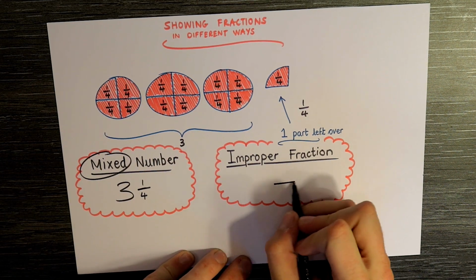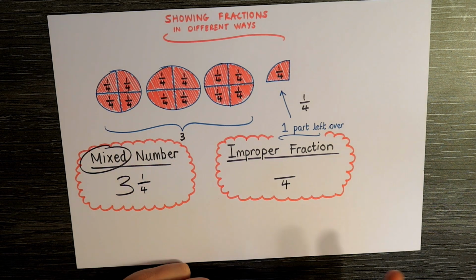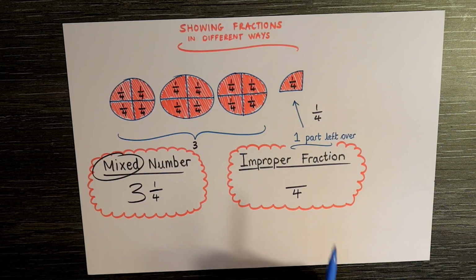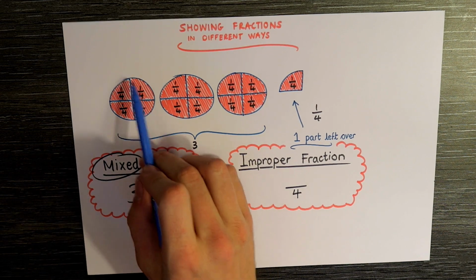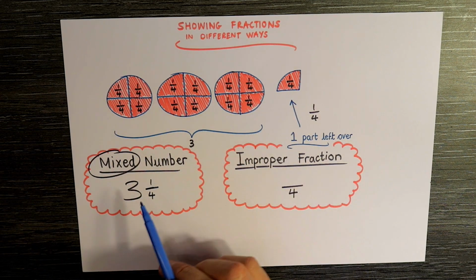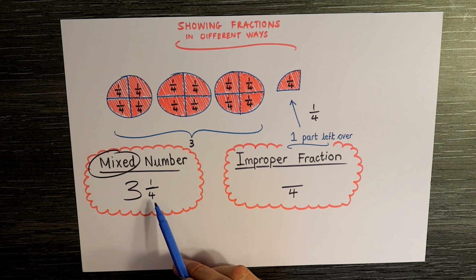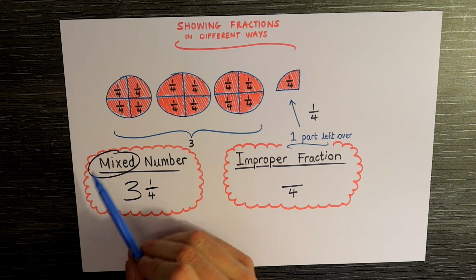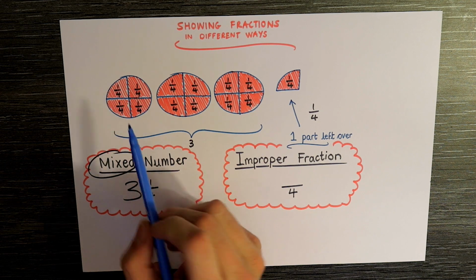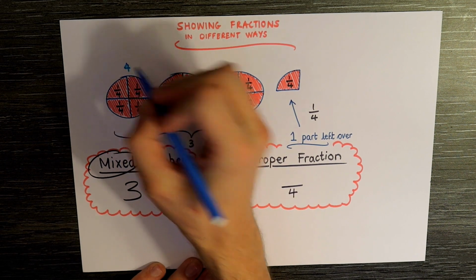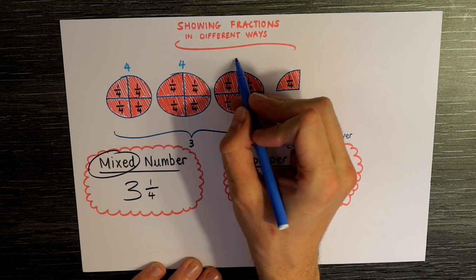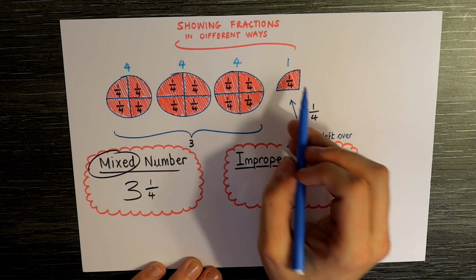So let's just keep that as 4. Now, how many pieces have I actually got? Well, I need to count the individual pieces now, not the whole thing. So I know I've got 1, 2, 3 pieces, and I've got a bit left over, a quarter. This time I need to look at how many pieces. So in this piece I've got 1, 2, 3, 4. Let me just write a little 4 here. I've got 4 here, 4 here, and I've got 1 piece here.